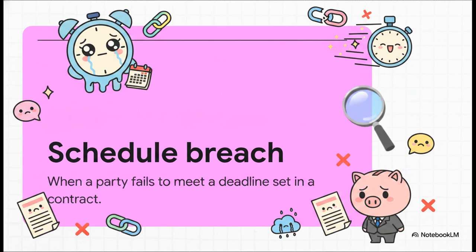Schedule breach. This occurs when one party involved in an agreement fails to meet a specific timeline or deadline that was explicitly set out in a contract.